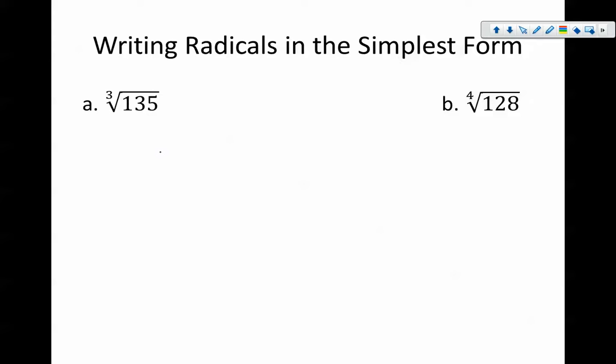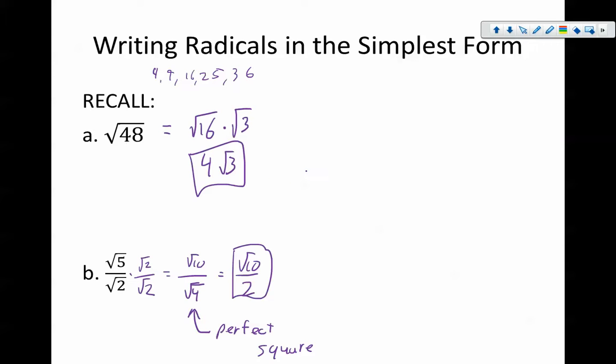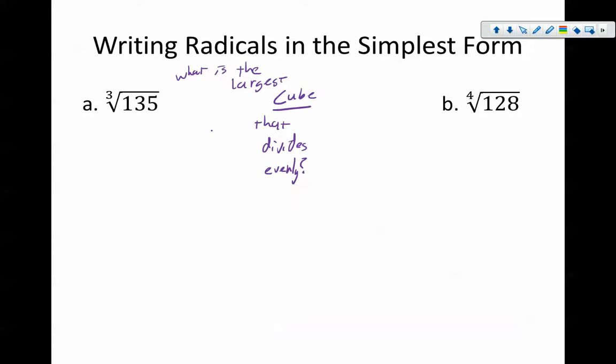So the first thing we need to do is figure out what is the largest cube that divides it. Excuse me, I got the hiccups all of a sudden. That divides evenly. So just like we did on the previous one where we looked for the perfect square, now we're looking for the largest cube. So it's nice to have a list of cubic numbers next to you. If you don't have them, we've got 1, 8, 27, and then what's 4 cubed? That's 64.